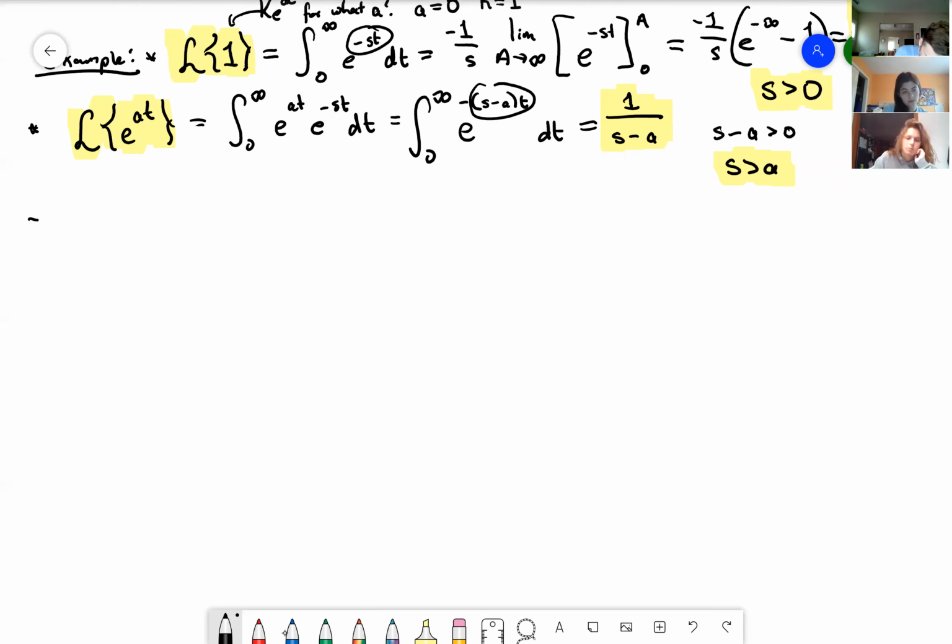Okay, now here's an interesting function. 1 and e to the at are both continuous functions. There are no discontinuities anywhere. So let's define a function that does have a discontinuity. Our function will be 1 if t goes from 0 to 1. Actually, let's not include 1. Let's give it some other value. Let's say it's 50 whenever t is equal to 1. And we'll say it's 0 when t is greater than 1.